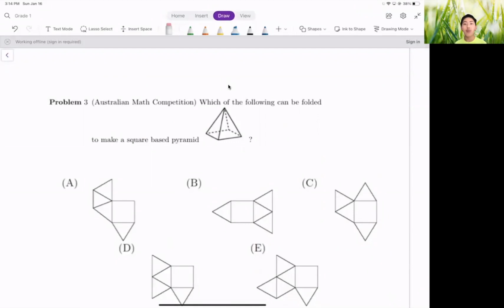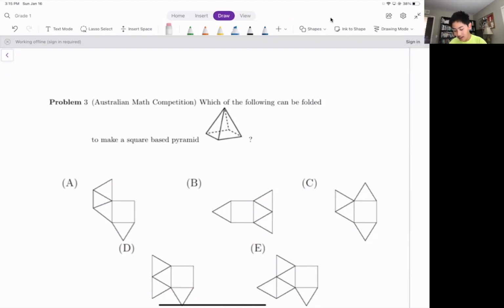Problem 3. Which of the following can be folded to make a square-based pyramid? So for this problem, you can just carve out one of the shapes and try to experiment with it in order to make a square-based pyramid. So for example, I just carved out number B, and now let's see if we can make a square-based pyramid using B. So I'm going to fold it off camera just to make it easier.